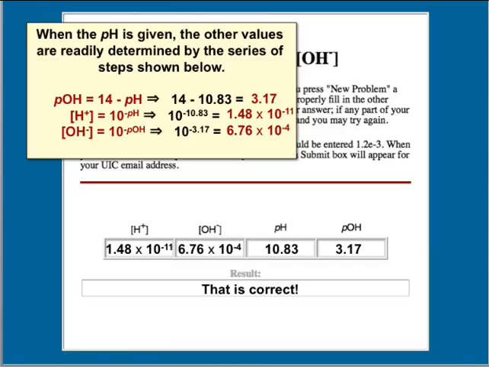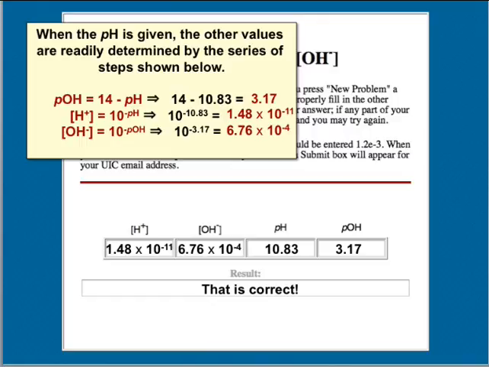14 minus, what'd you get that 10.83 from? The problem gave you that. Yeah, we were given that. So pOH, well, that's step one. Now we know pH and pOH.